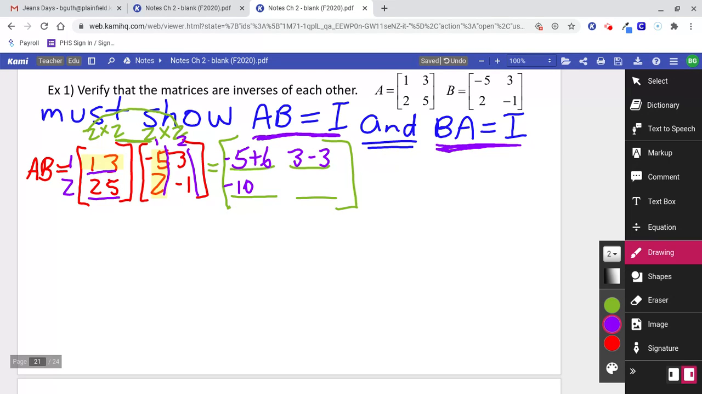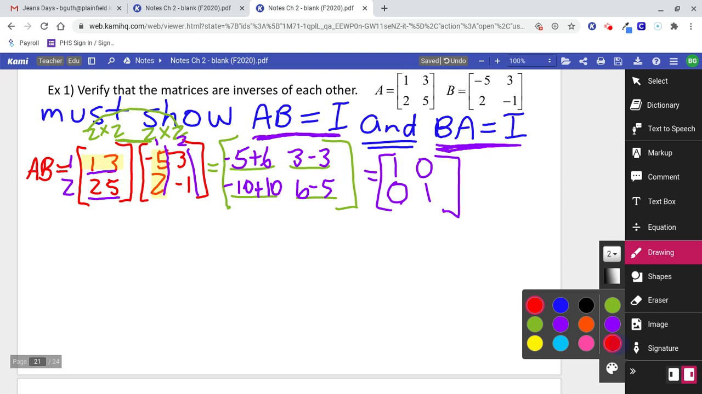Alan Doherty, thank you. And 5 times 2 is plus 10. Second row, second column. 2 times 3 is 6. 5 times -1 is -5. Cleaning it up. -5 plus 6 is 1. 3 minus 3 is 0. -10 plus 10 is 0. 6 minus 5 is 1. There's your identity. And that's what I wanted.